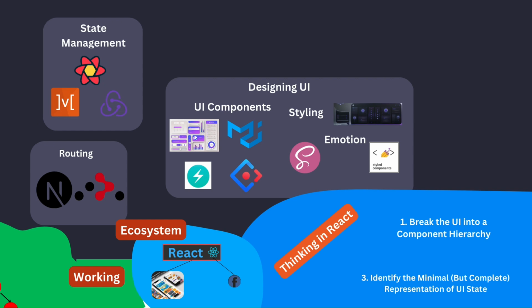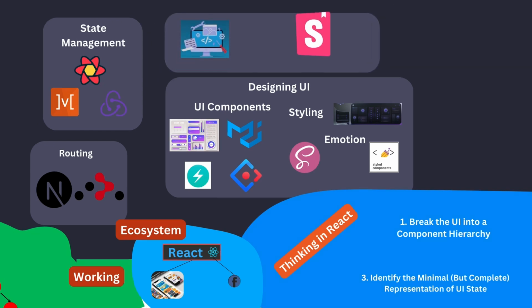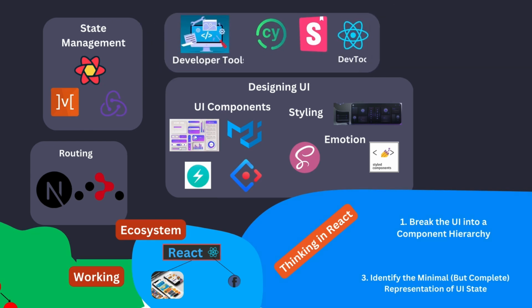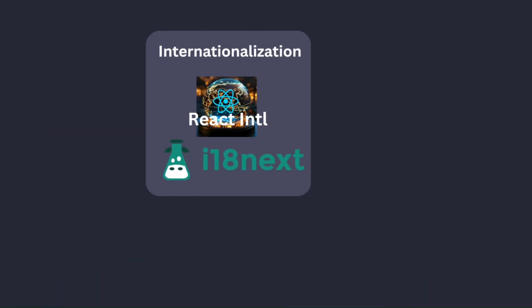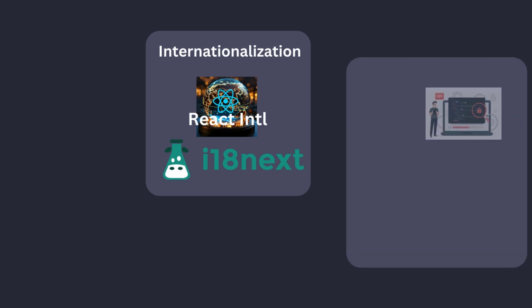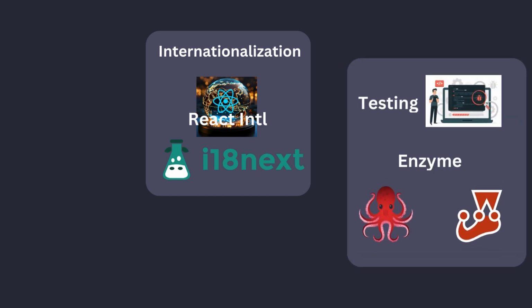To help developers, we have developer tools like Cypress, Storybook, and React Developer Tools. Next, for data fetching, we have Axios. For another complex task like server-side rendering, tools like Next.js and Gatsby are available. For internationalization, there are React Intl and i18next. Likewise, after development for testing, we have Jest, Enzyme, and React Testing Library.